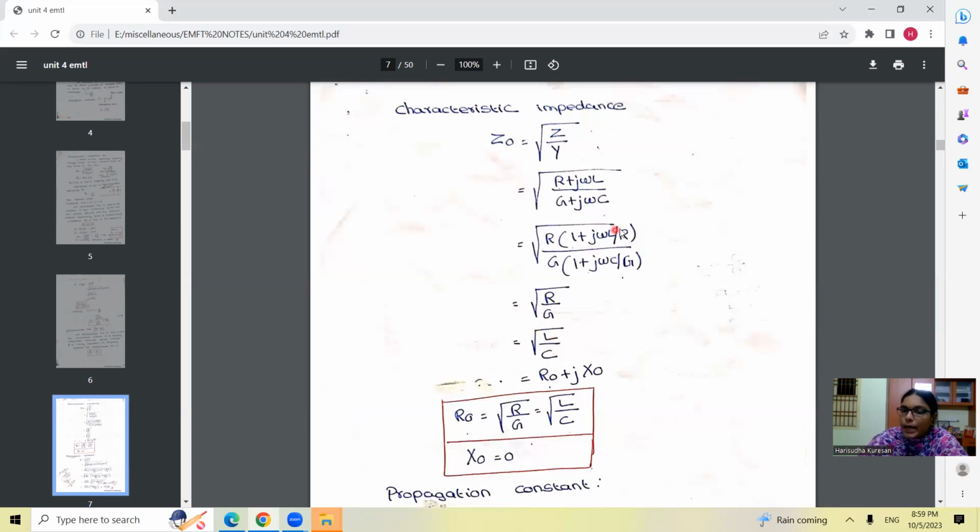Because we can replace R by L as G by C, or else G by C as R by L. In such a way, your equation becomes either in terms of R by G or in terms of square root of L by C.